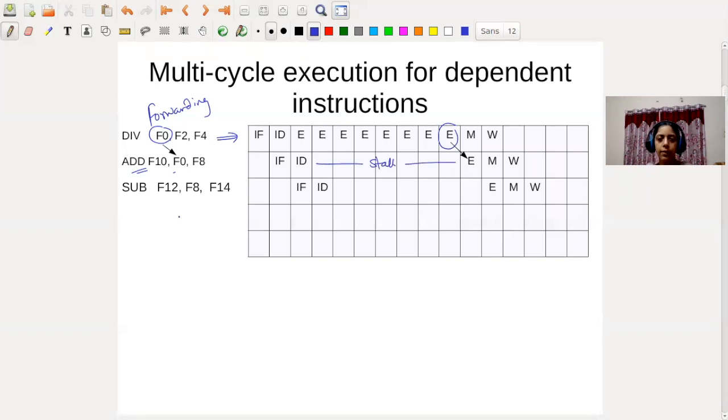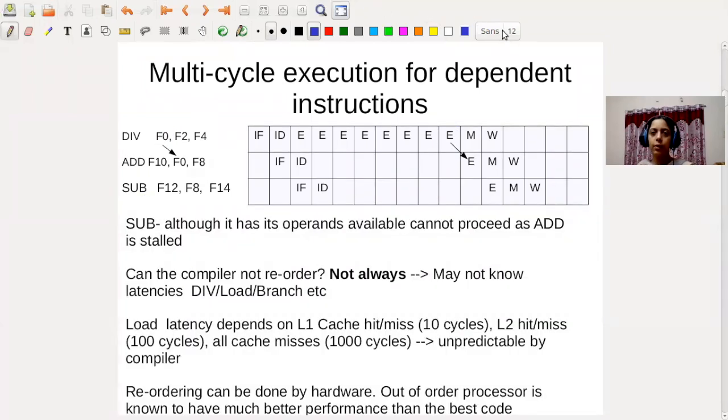And because this is an in-order pipeline, that is, instructions execute in the same order as they are fetched, the sub has to wait till the previous instruction completes. So now, what is a disadvantage with this? The disadvantage is that the sub instruction, although it has all of its operands available and it does not have to wait for any previous instructions to complete, it still has to wait because the add, which is the previous instruction, has not finished or it has not completed its execution.